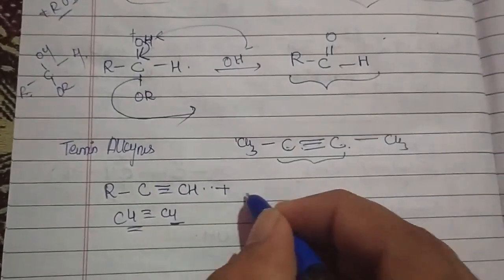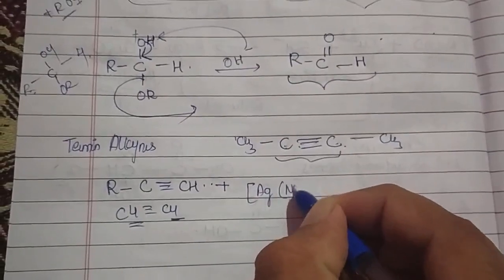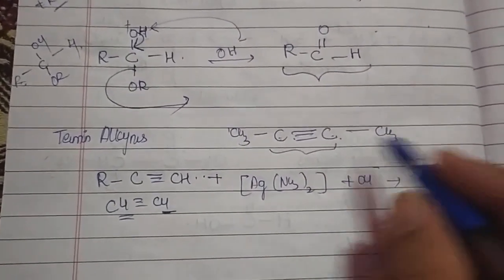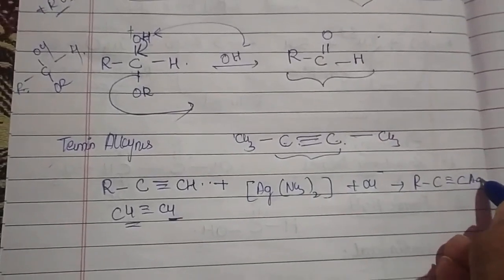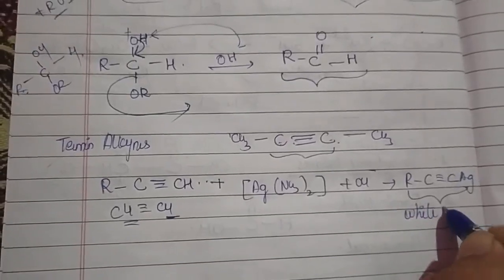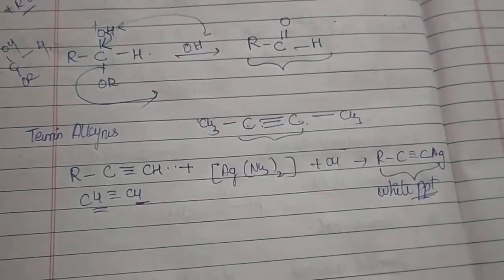So when I treat this one with my silver ammoniacal nitrate, that's my Tollen's reagent, Ag(NH3)2+ in the presence of a base. So what happens? It replaces this H and silver comes there. And when this reaction takes place, it would be giving you a white precipitate. It would be giving you a white precipitate.